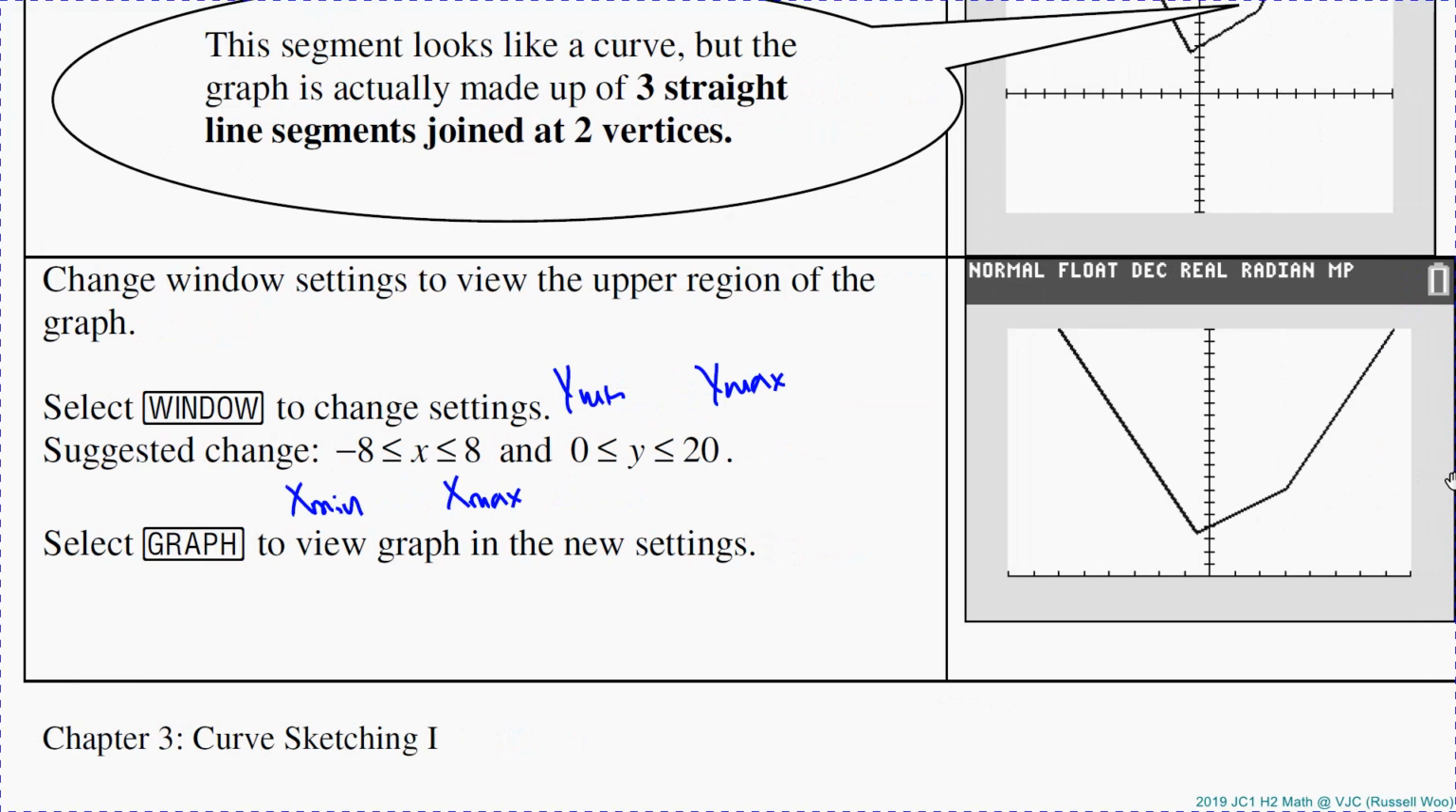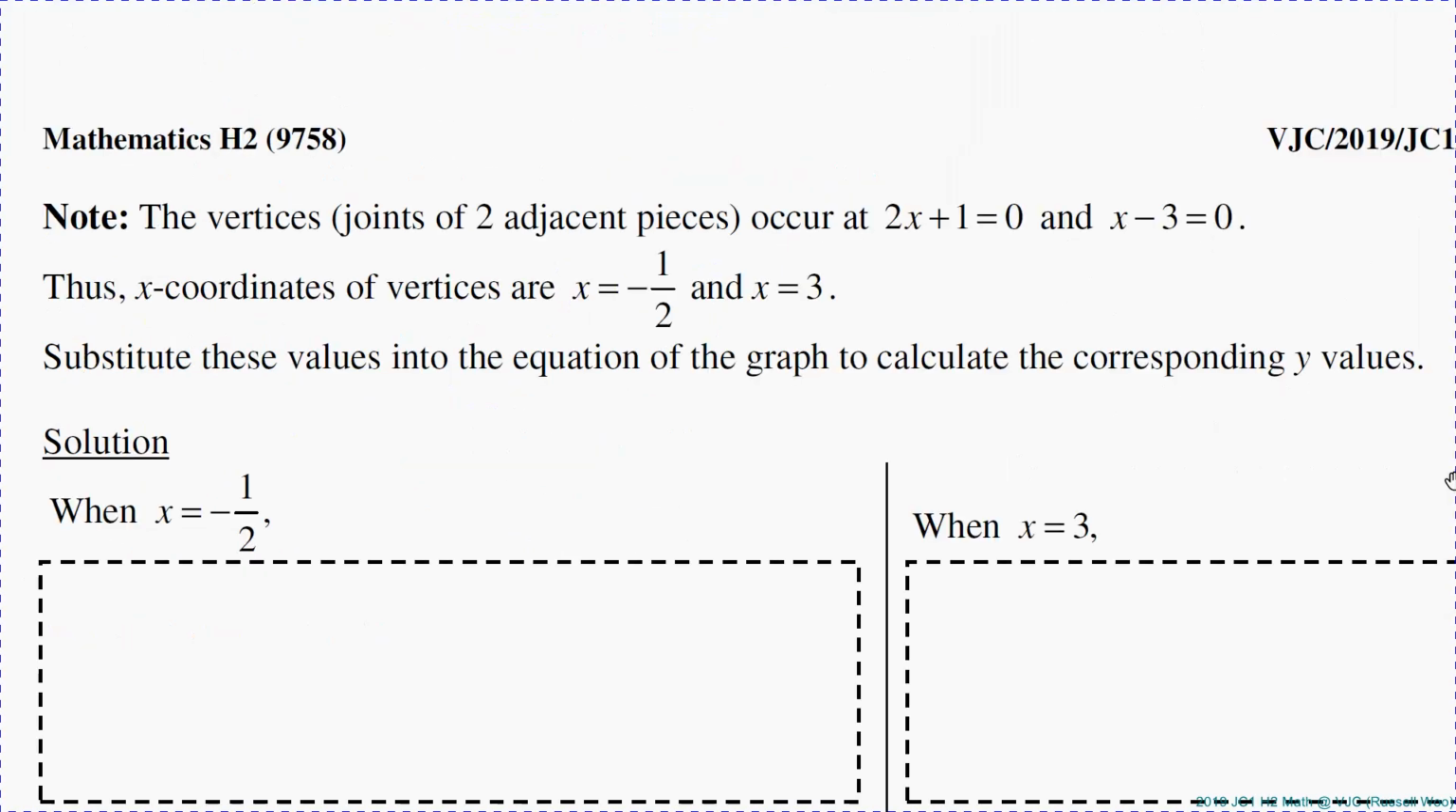Now, they get a nicer looking graph. Okay, yeah. All right. We need to identify. Oh, sorry. Where's here?